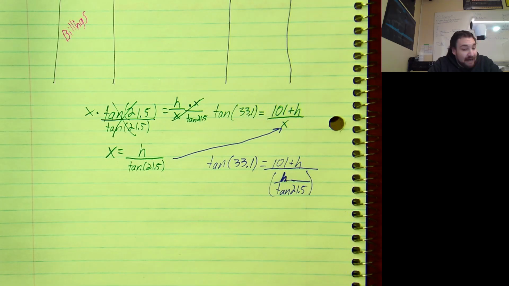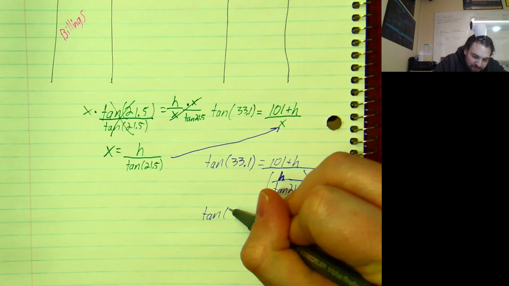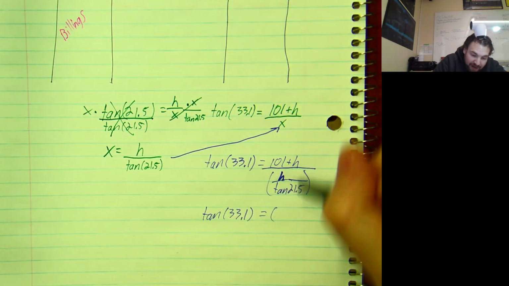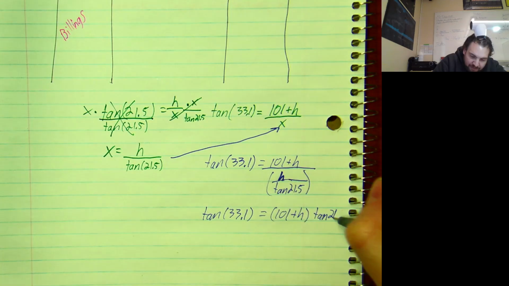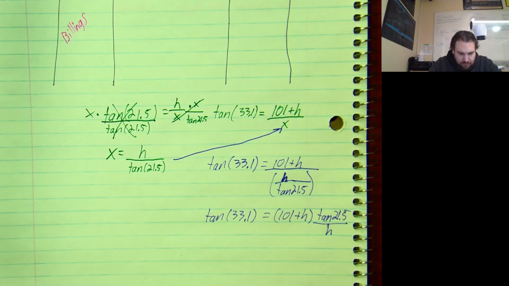Yeah, I don't want, dividing by this fraction is awful. So we're going to multiply by the reciprocal of that fraction. So I'm going to get tan of 33.1 equals, I'm going to put the top in brackets, 101 plus h times tan of 21.5 over h. Believe it or not, this is better. What now? Sorry?